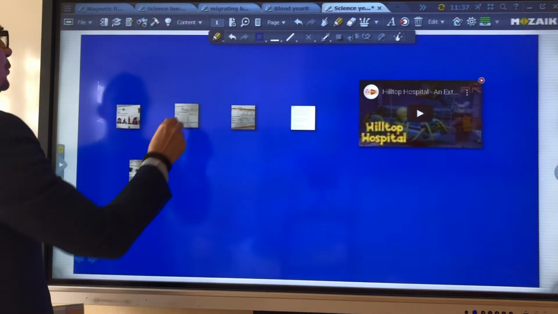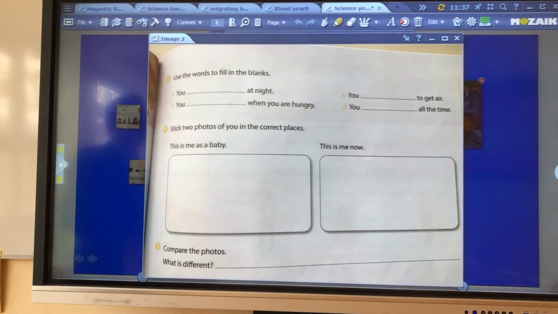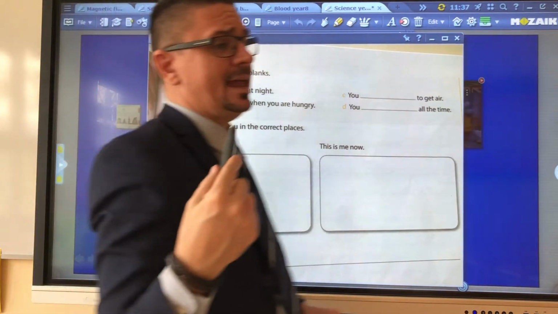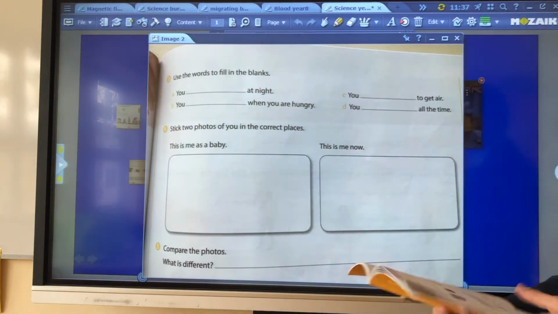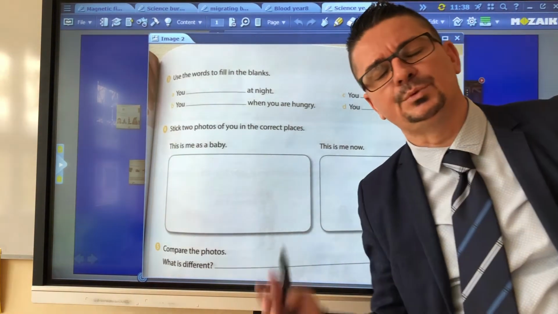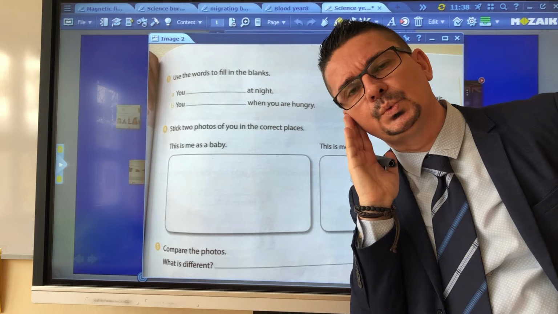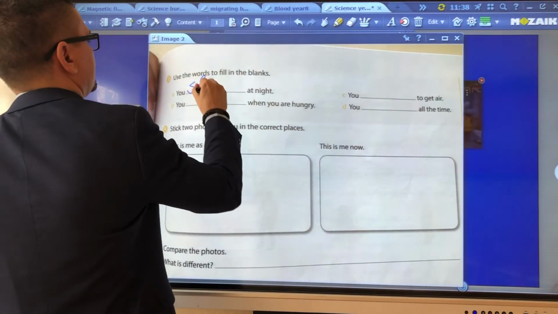Then we can move on. Now we need to use those words and actions we had in the previous task to fill the gaps here. So let's see. You at night. So what do we do at night? Yes, you're right, we sleep. So you sleep at night.